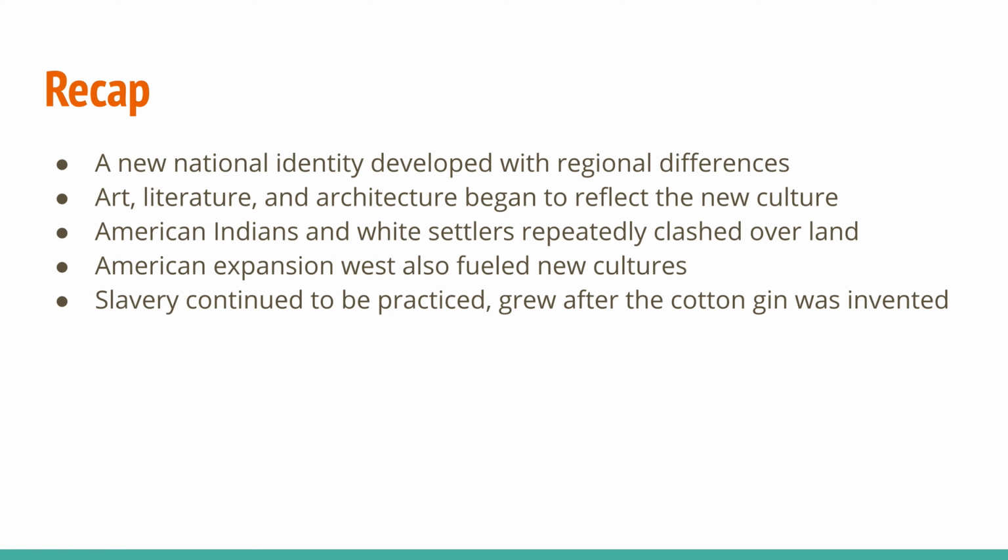All right, to recap, a new national identity developed with regional differences. We saw art, literature, and architecture beginning to reflect the new culture. American Indians and white settlers repeatedly clashed over the land. American expansion west also fueled new cultures. And finally, slavery continued to be practiced, and it grew still after the cotton gin was invented.